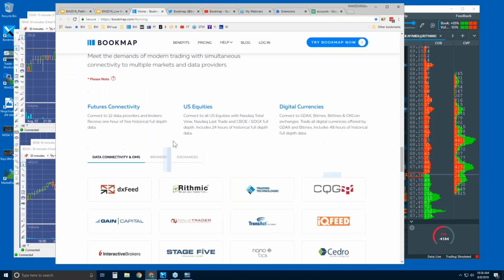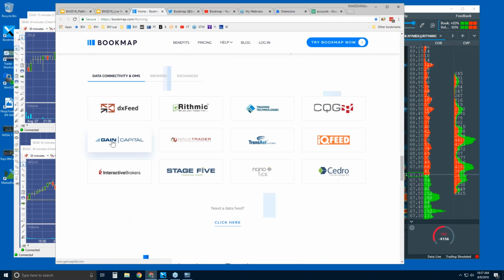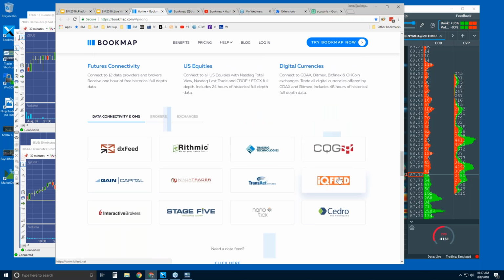Okay, so the way that you connect for US equities is through DX feed right here. That's the only method at the moment. Right, it's a great data feed. It's NASDAQ, total view, last sale, and you can also get EDGX, which is BATS. All right. Then we have for futures, there's Rhythmic, CQG data, Gain Capital, Transact, IQ feed, Nanotick, and Cedro. And Cedro's for the Brazilian markets. Okay, but you can also get that.